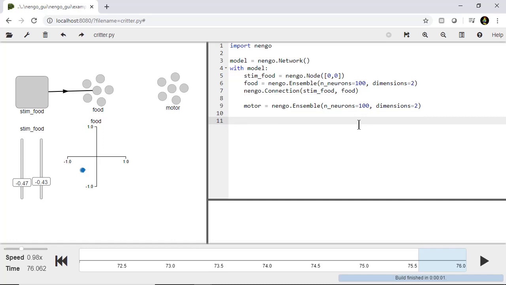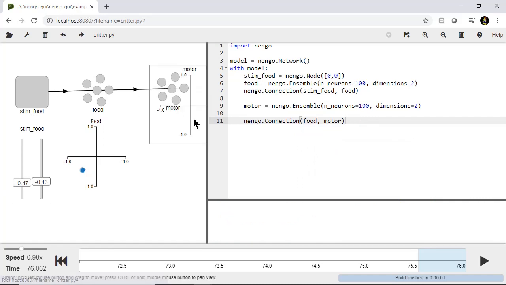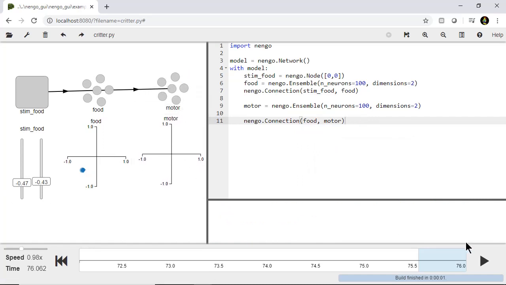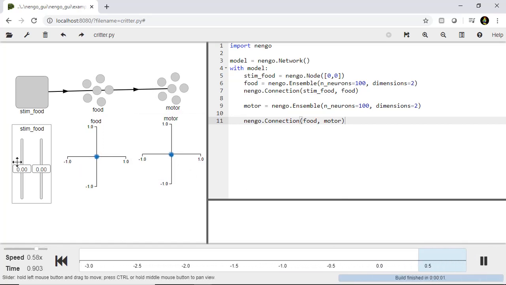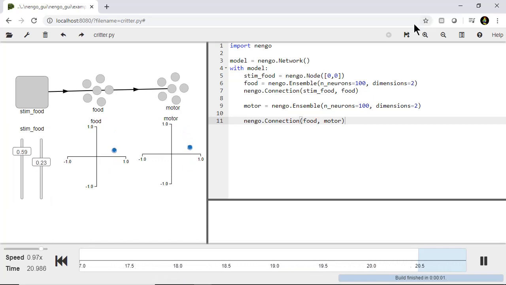And now the simplest thing we could do is just make a connection from food to motor. If we did that, this would be an incredibly simple version of the model where whichever direction the food is in, that's the direction the agent always goes in. It's not quite what we want yet, but I like gradually building up the model and running it in bits and pieces rather than trying to build the entire thing all at once.